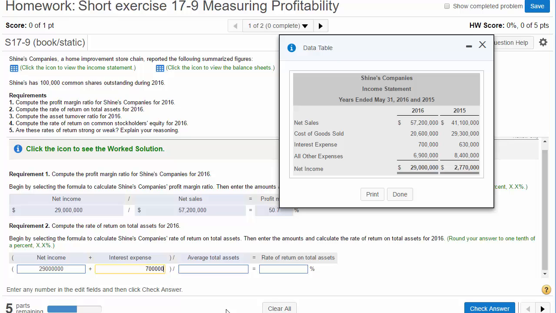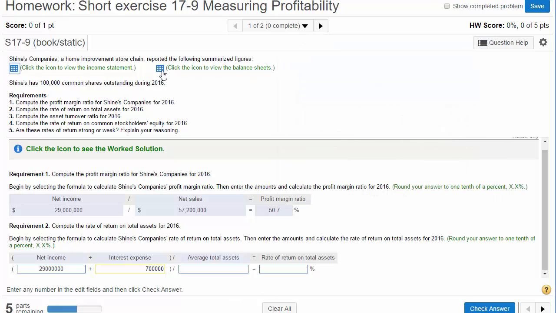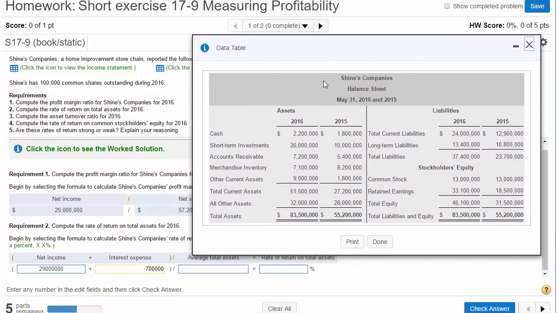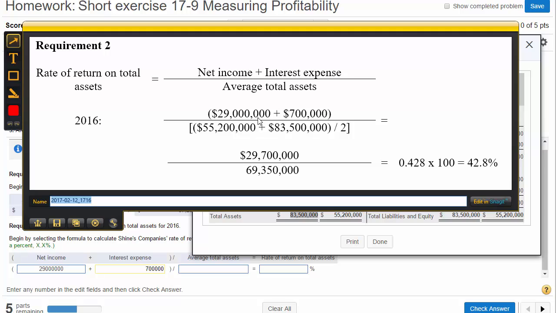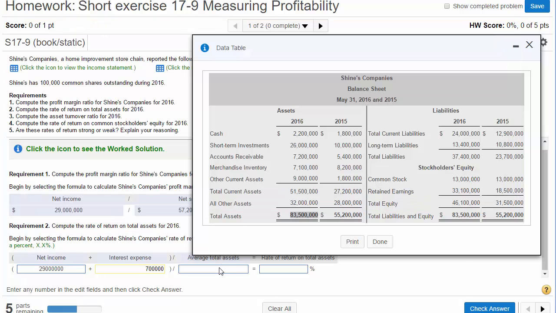Average total assets. We now need our balance sheet. So for our total assets, we're going to take the average of these two numbers. So we take the beginning balance of assets for 2016, which was the same as the ending balance for the previous year. Add it to 83,500,000, divide by 2. So our formula then looks like this. We're going to have on the bottom 55,200,000 plus 83,500,000 divided by 2. That gives us an average of 69,350,000.